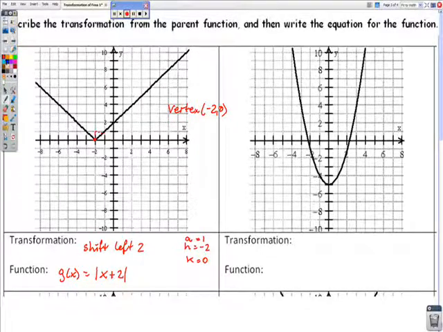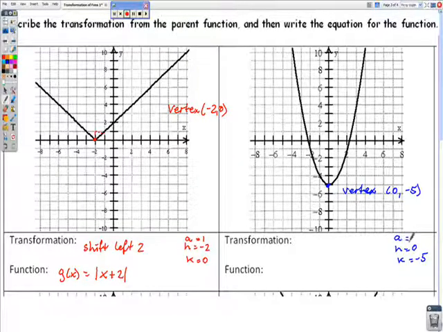Start with the vertex. The vertex is (0, -5). So there's no shift left or right, so h is 0. But I have a shift down of 5, so k is -5. Okay, now the question is, what is a?